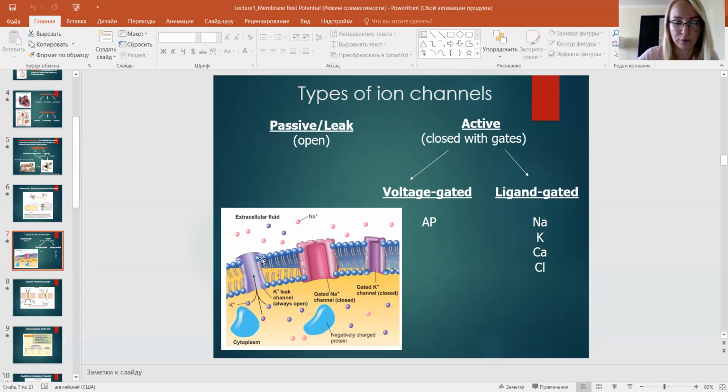Here you have a picture of these types of ion channels. So here you have passive channels. They have no gates and ions can freely move across them. And here you have an example of ligand-gated active ion channels, which have gates, and these gates are closed most of the time and open only if there is a special stimulus.